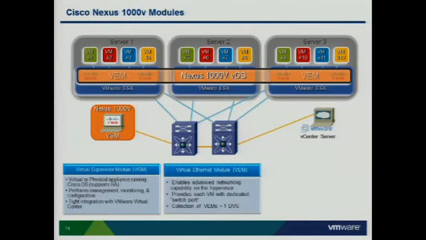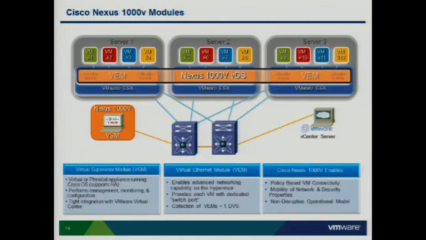And then we have the virtual Ethernet modules, so these reside on each of the ESX hosts. And that enables the advanced networking capability on the hypervisor itself. And it provides each VM with a dedicated switch port. So just remember, the collection of VEMs is one distributed virtual switch. And the Nexus, basically what it enables, it gives us the ability to have policy-based VM connectivity and mobility of the network and security properties, and really a non-disruptive operational model.